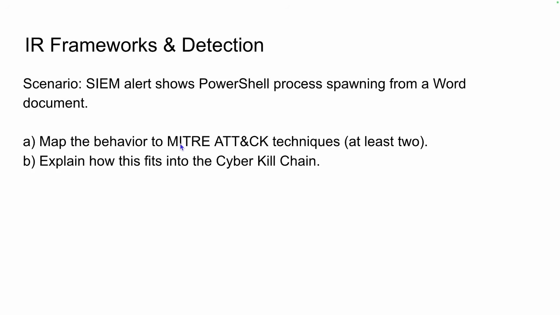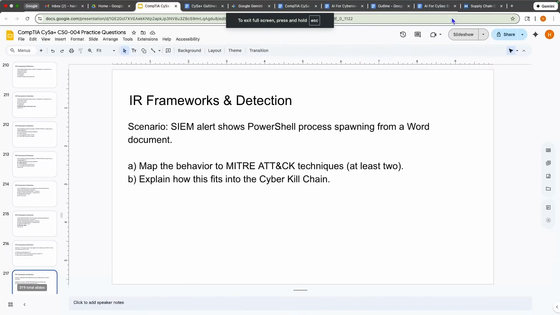It says to map the behavior to MITRE ATT&CK techniques, at least 2 of them. So a macro document with a PowerShell process spawning can be found in a variety of different locations on MITRE ATT&CK.